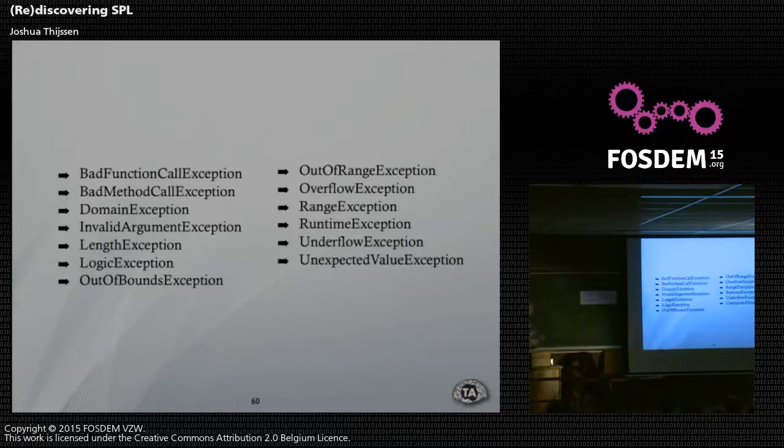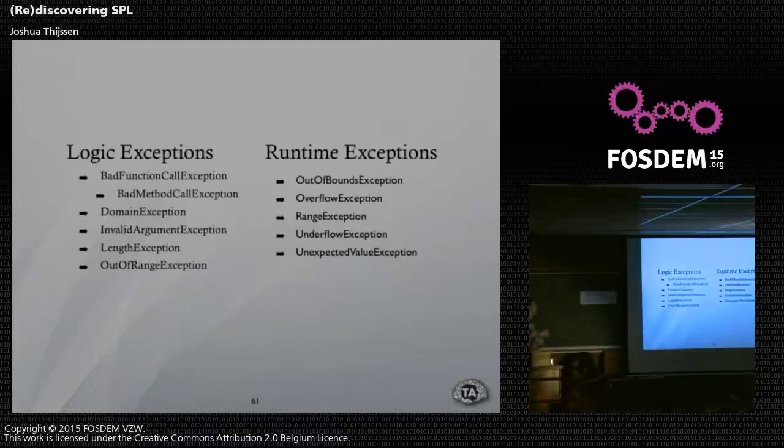There are all kinds of cool exceptions in the SPL. Things like bad function call, bad method call, domain exception. But there's absolutely no documentation on when to use what exception. To be honest, I tried to figure out what exactly each exception is. Pretty much nobody knows, or everybody gives a different answer. So it's a bit strange. The thing is, these exceptions are based in two categories: logic exceptions and runtime exceptions.